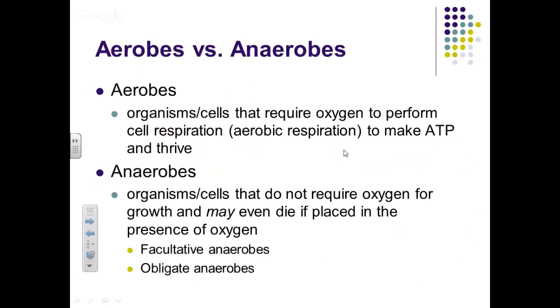So, let me just move on. Some terminology you should know from before: aerobes and anaerobes. An aerobe is an organism or a cell that requires oxygen to live. It synthesizes ATP using oxygen. There are things called obligate aerobes, which means you're obligated to have oxygen. If you don't have it, you'll die.